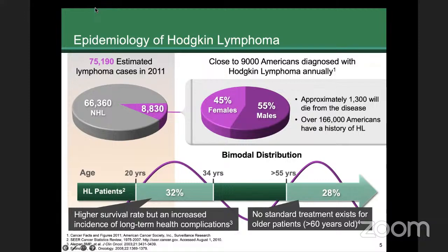And the Hodgkin's lymphoma itself is seen in young patients and older patients. So we call it bimodal. It's present at two different age groups. It's in the second decade and also in the sixth or seventh decade of life. And there are various treatments that have changed the outcome. And today, Hodgkin's lymphoma is a curable lymphoma.